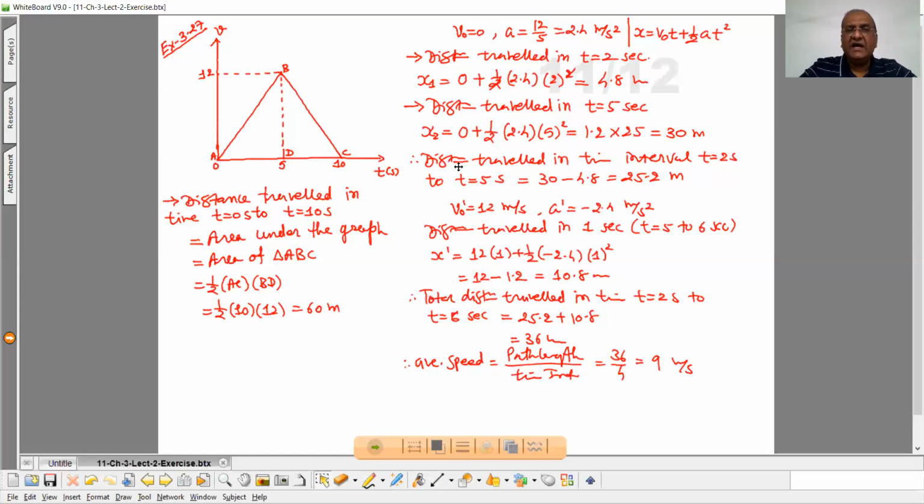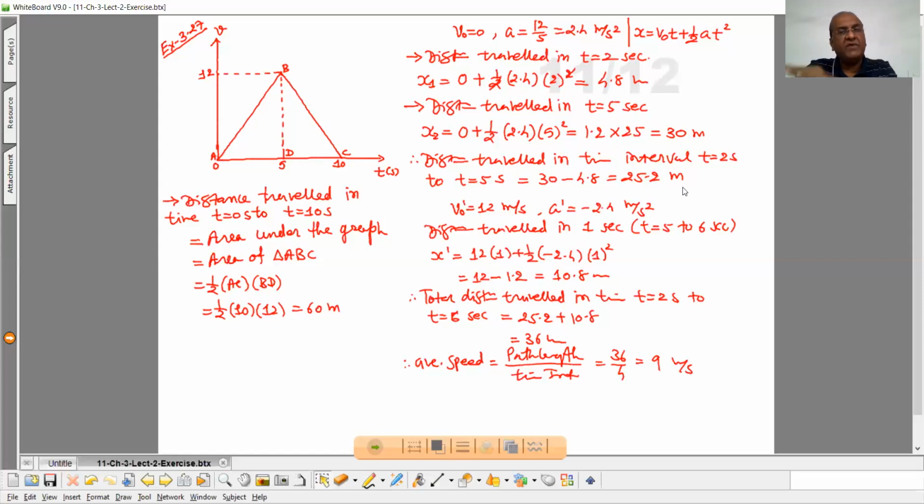It implies that now the distance traveled in the time interval 2 second to 5 second, that is 30 minus 4.8. 30 is the total distance traveled in 5 seconds, 4.8 is the total distance traveled in 2 seconds. So distance traveled in 2 to 5 seconds, that is 30 minus 4.8, that is 25.2 meter.